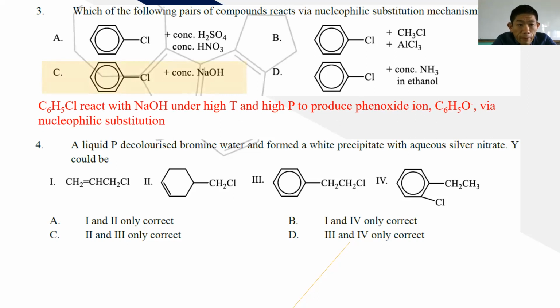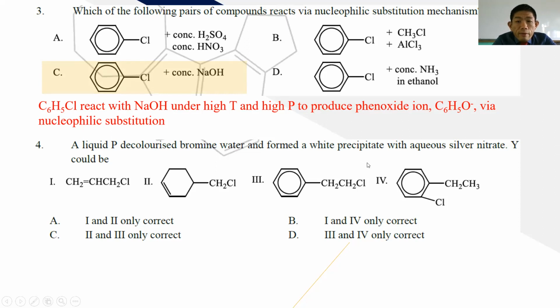Number 4, a liquid P decolorizes bromine water and forms a white precipitate with aqueous silver nitrate. So P could be what? Since it says that it decolorizes bromine water, there may be two possibilities. Either you have an unsaturated hydrocarbon, or you might even have what we call phenol. Phenol can also decolorize the bromine water, and then form a white precipitate with aqueous silver nitrate.